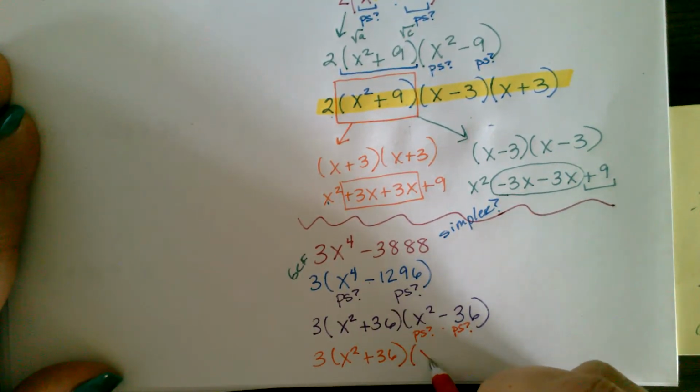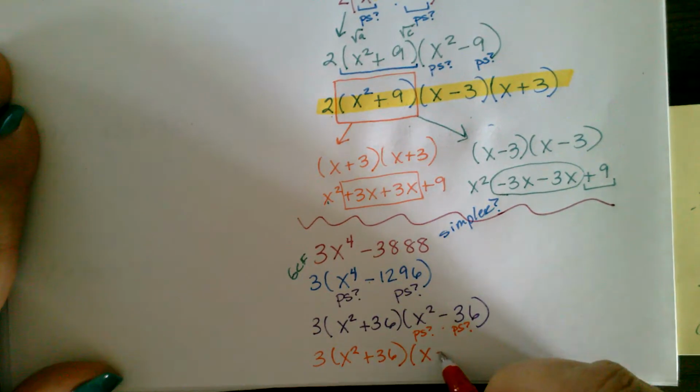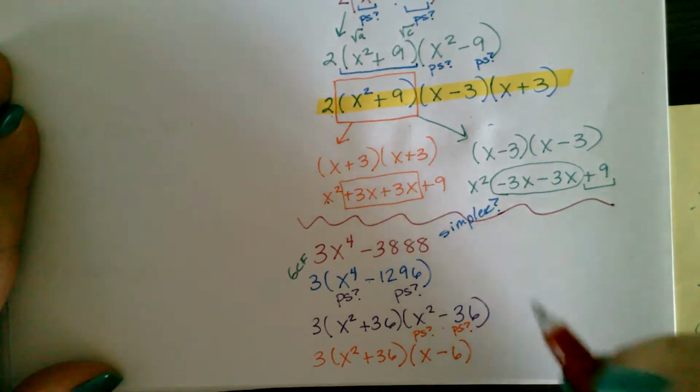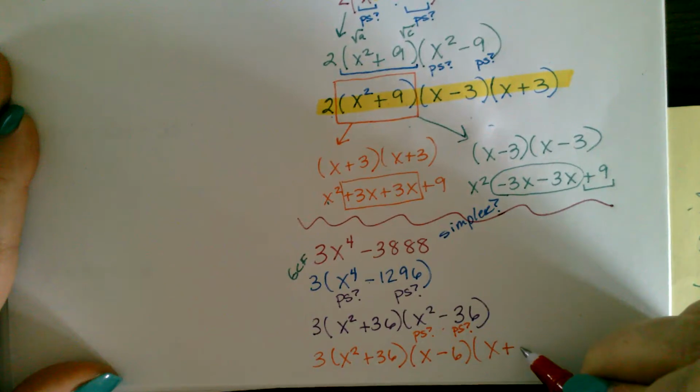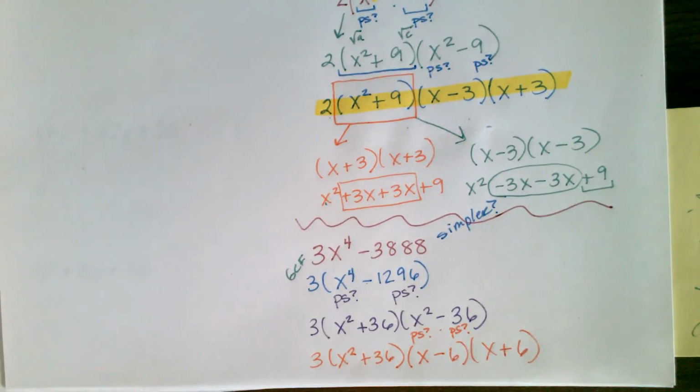Now the square root of the first term, square root of the c term, one will be plus, one will be minus.